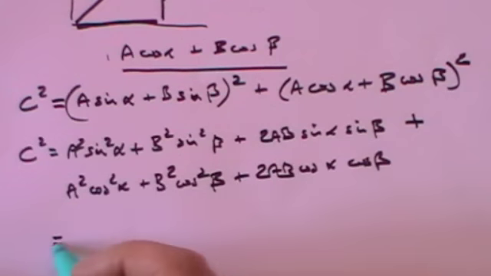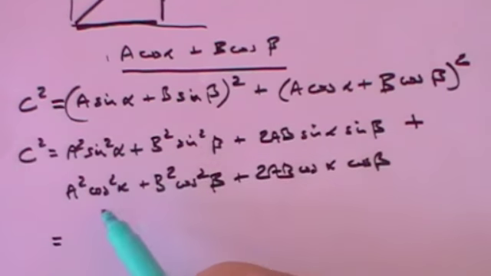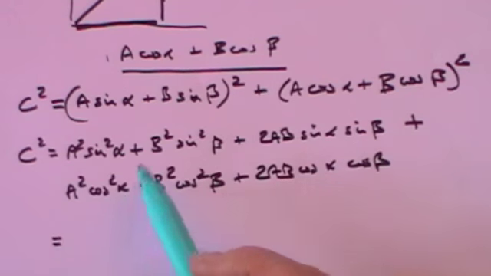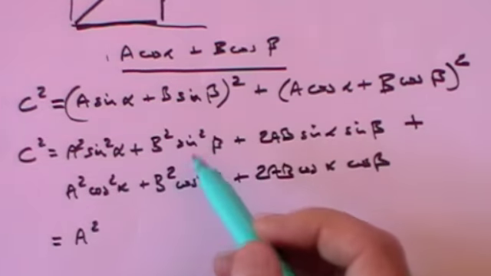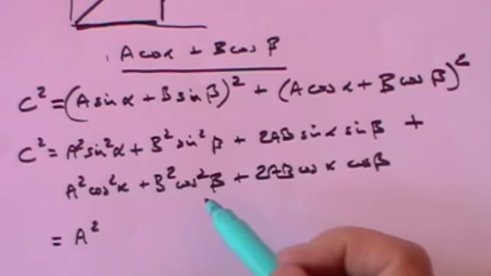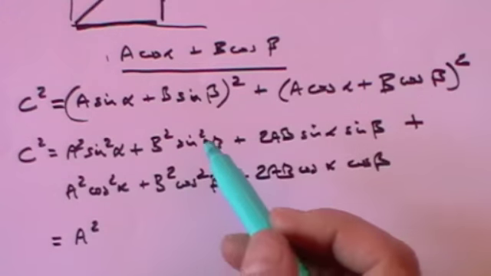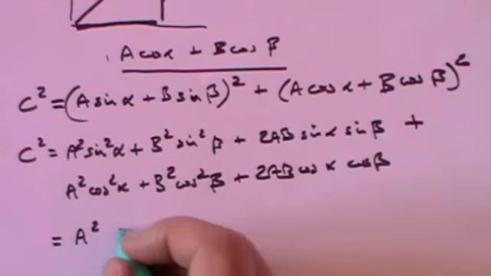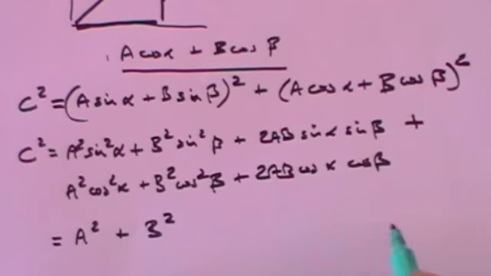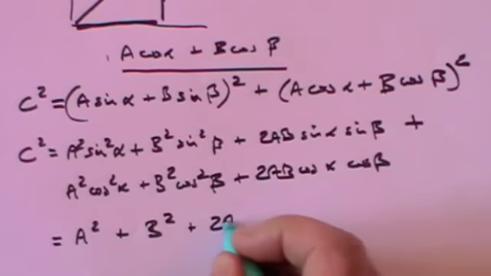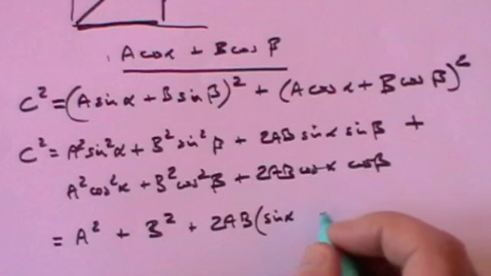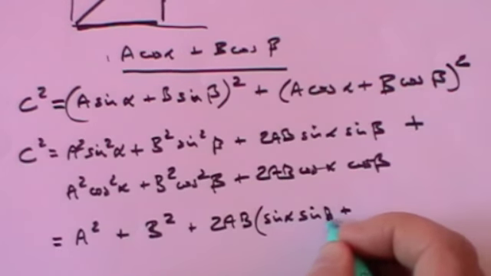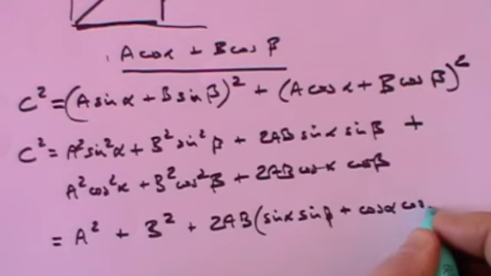Now, we can simplify that. Because look, we've got an A squared sine squared alpha plus an A squared cos squared alpha. Sine squared plus cos squared equals 1. So these two terms added together give you A squared. Similarly, B squared sine squared beta plus B squared cos squared beta. Sine squared plus cos squared is 1. That gives you B squared. And then here you've got 2AB into sine alpha sine beta plus cos alpha cos beta.